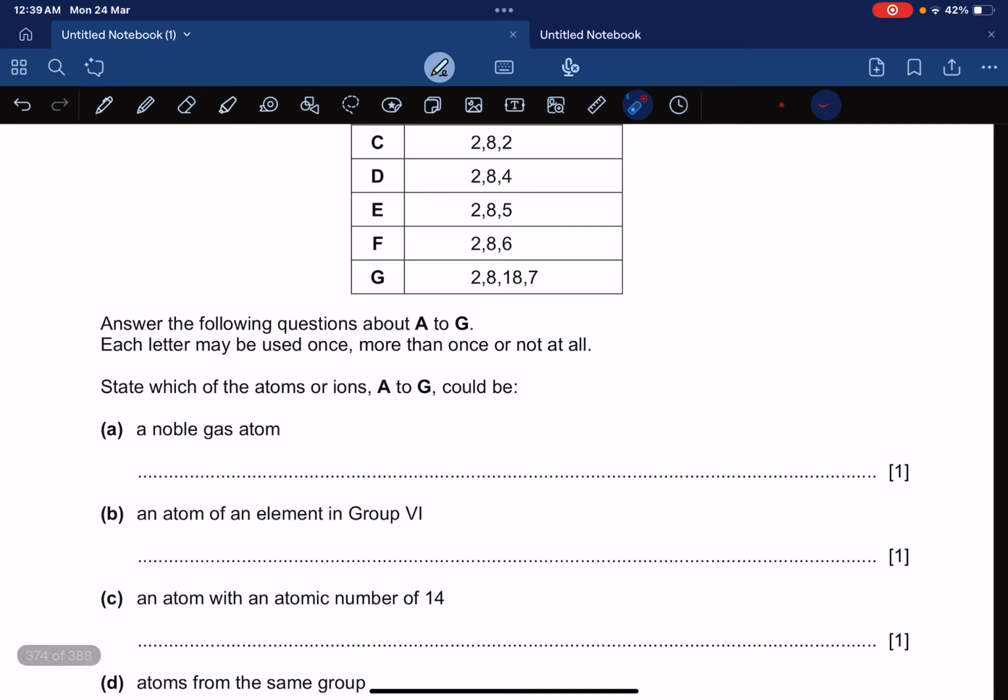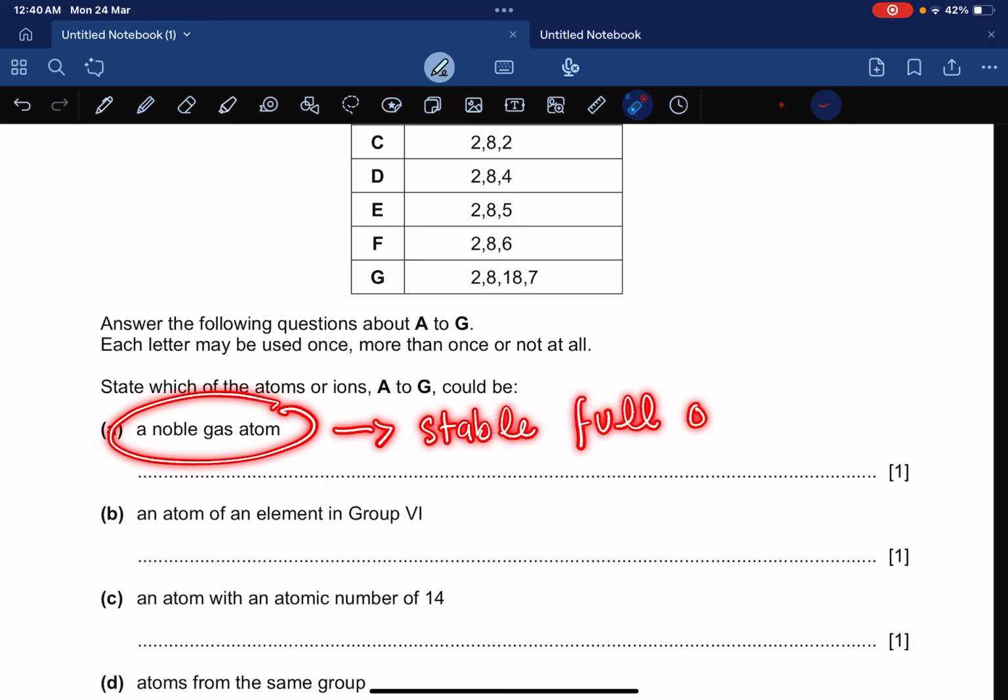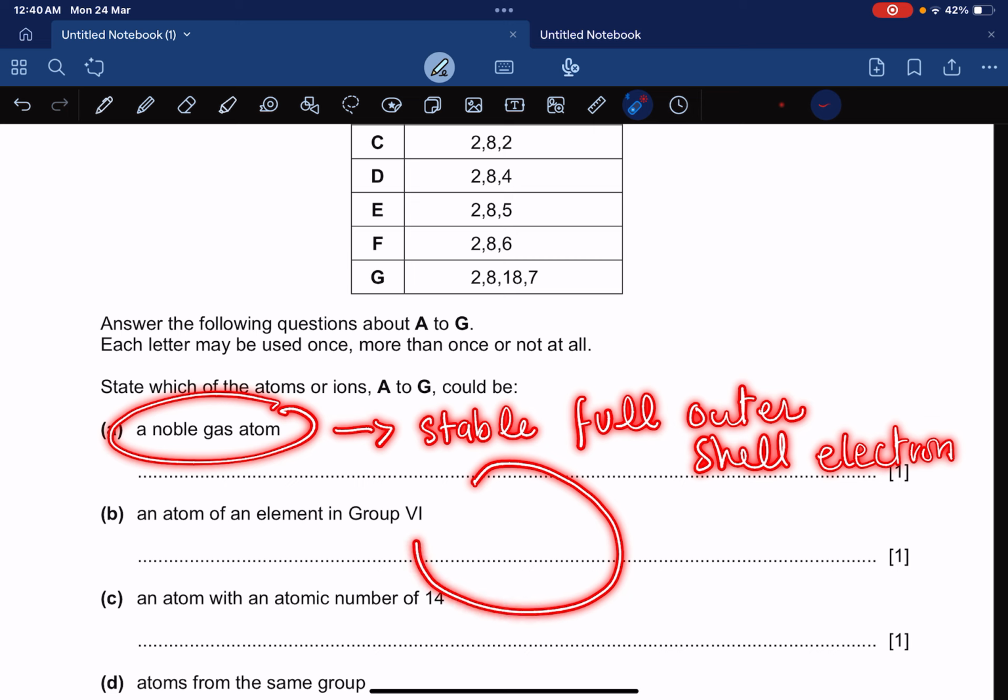Okay, answer each of the following questions about A to G. Each letter may be used once, more than once, or not at all. State which of the atoms or ions from A to G could be a noble gas atom. Okay, when we're talking about a noble gas atom, the first thing that should come to our mind is that it should be stable and it should have full outer shell electrons, meaning the outer shell should be filled with electrons. Okay, should be filled.